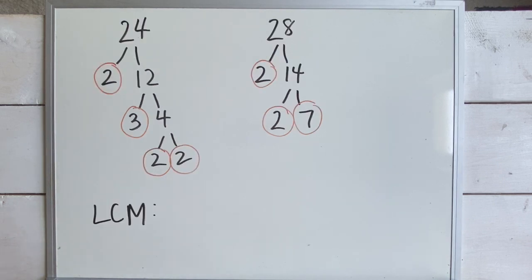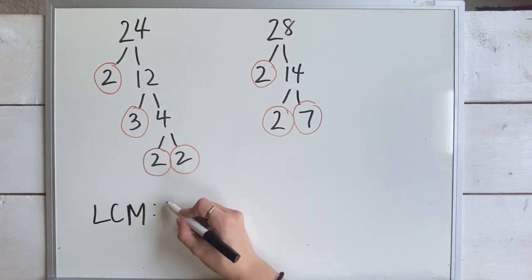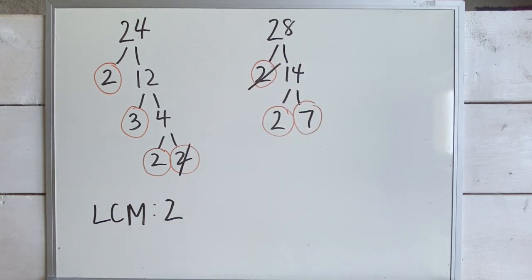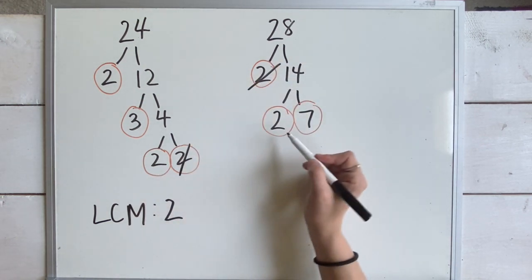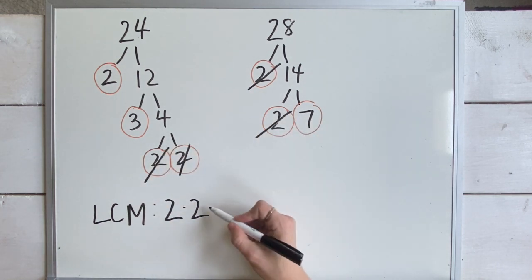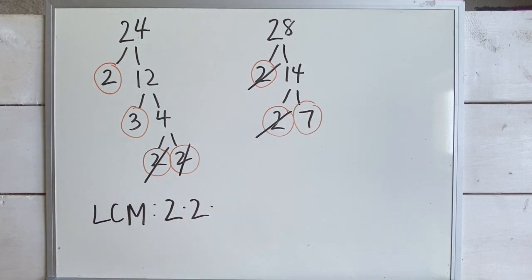So we're finding our least common multiple. We start by looking at every factor that the two numbers share. There's a 2 here and a 2 here. I'm going to write down a 2 to represent this pair of 2's. Next, I see a 2 here and a 2 here. I write down another 2 to represent this pair of 2's. At this point, this is all of the factors that they share.